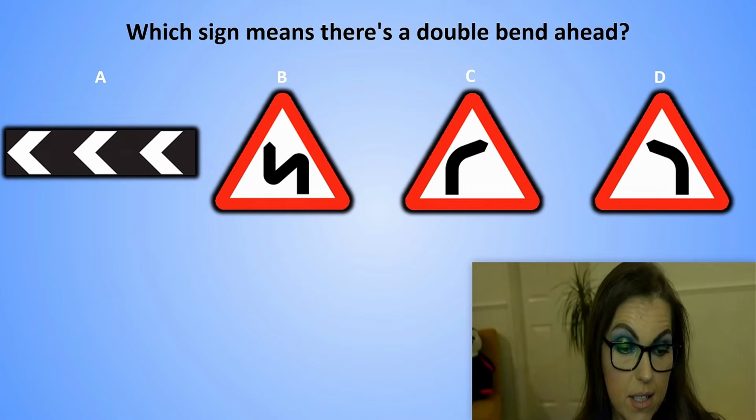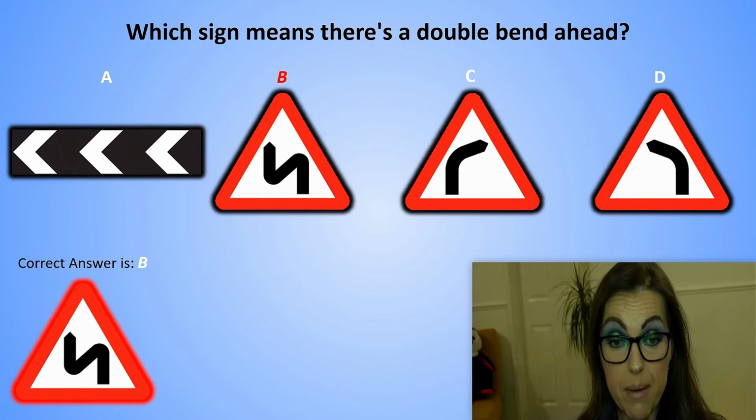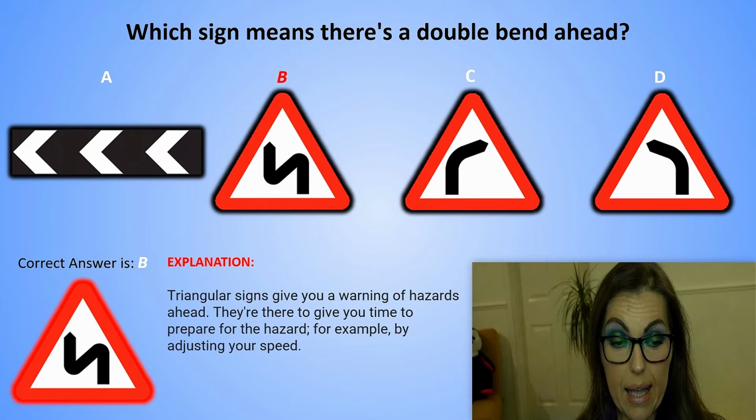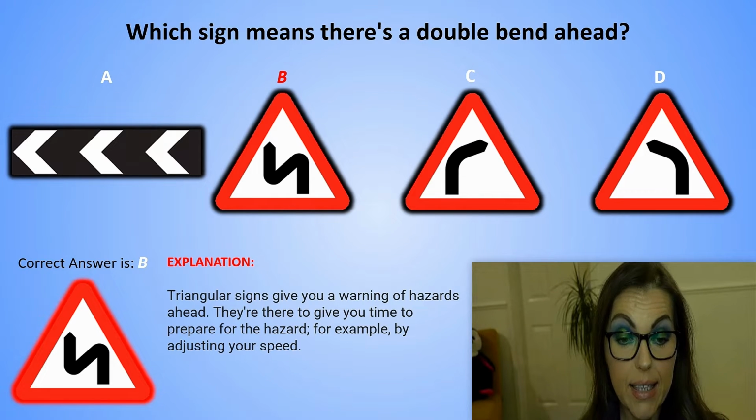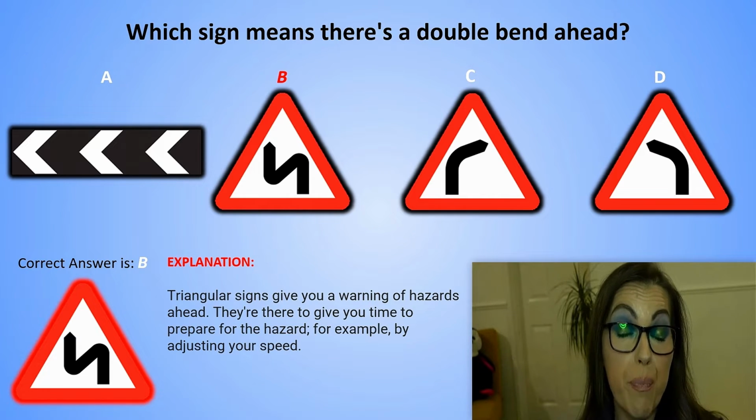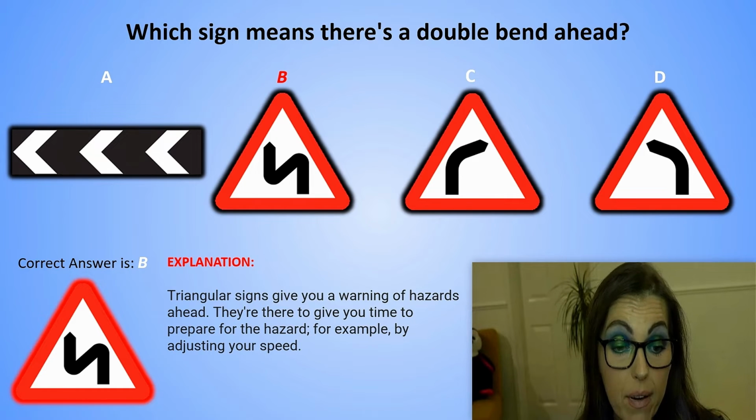The correct answer is B. Explanation. Triangular signs give you a warning of hazards ahead. They are there to give you time to prepare for the hazard, for example, by adjusting your speed.